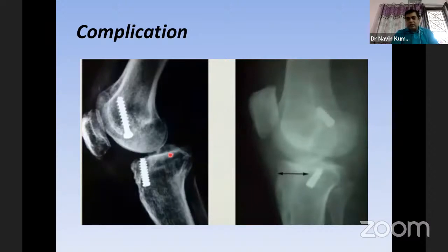Another, if you are again not proper, then your tunnel might be posterior. So you have to be very careful. When it is posterior, now it is impinging on the posterior cruciate ligament. At the same time, your tunnel becomes more vertical.